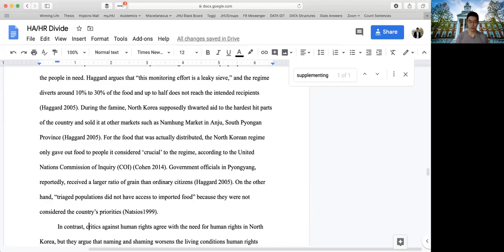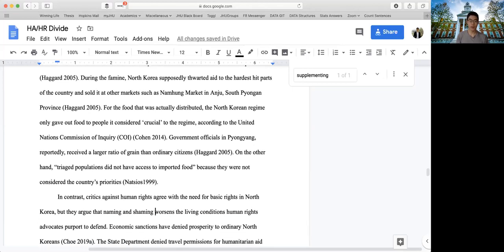So in contrast, critics against human rights agree with the need for basic rights rather than human rights, but they argue that the naming and shaming strategy worsens the living conditions of those human rights advocates purport to defend. Following this argument, economic sanctions have denied prosperity to ordinary North Koreans.